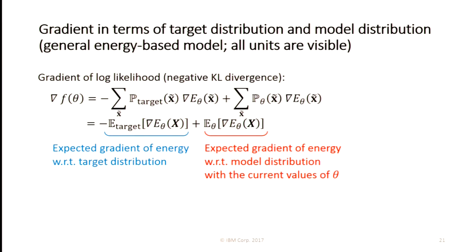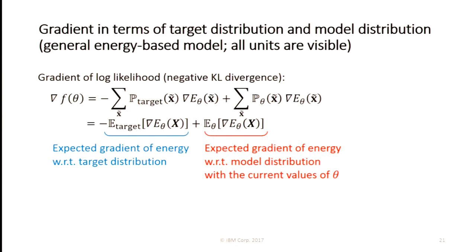So there are two terms. The first term is the expected gradient of the energy, where the expectation is with respect to the target distribution. So this term tries to reduce the energy of the patterns that appear frequently in the target distribution.